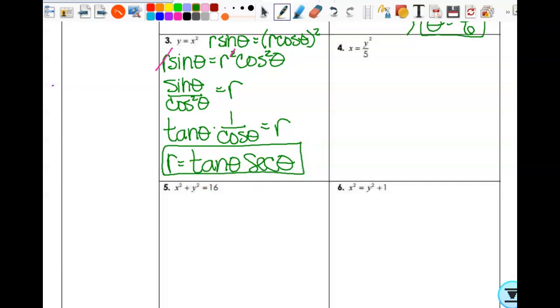And so on Monday, we're going to do this exploration activity. I'm going to have a paper for you to kind of follow. And then it's also tied to a Desmos activity.